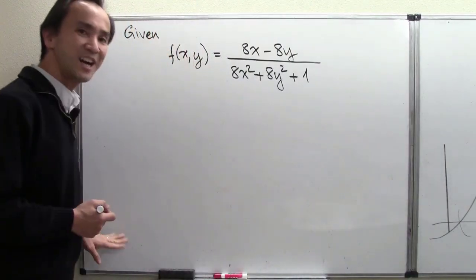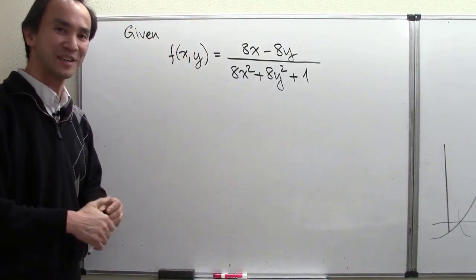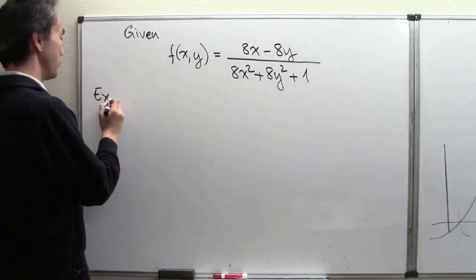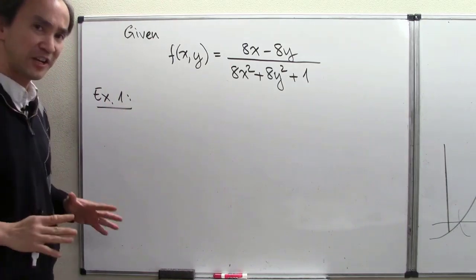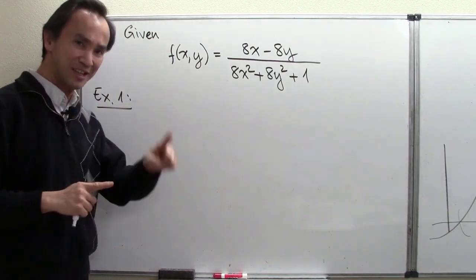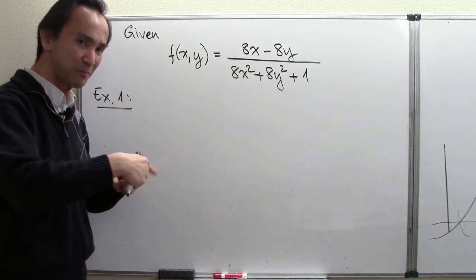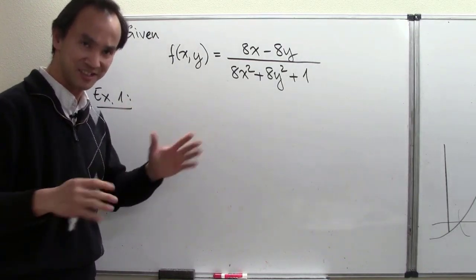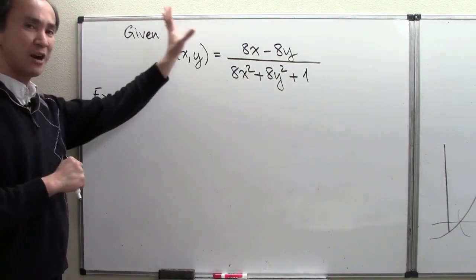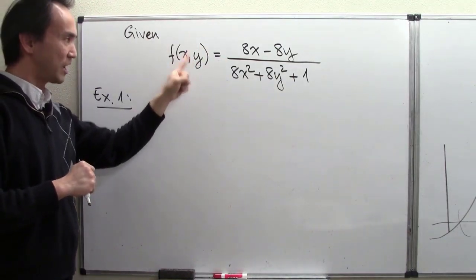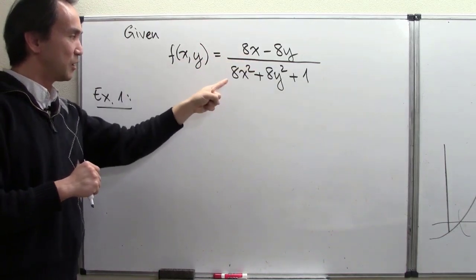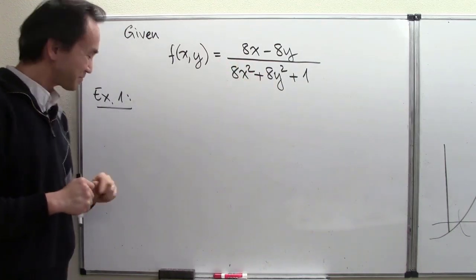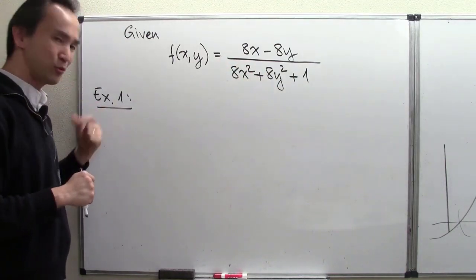And so now, allow me to bring in the first example. I'm going to call it example 1. In this video lesson, each example is labeled with a number so that I can easily reference back, because all of the problems I designed in this lesson are connected in a chain. We start with a function f of x comma y equals 8x minus 8y over 8x squared plus 8y squared plus 1.